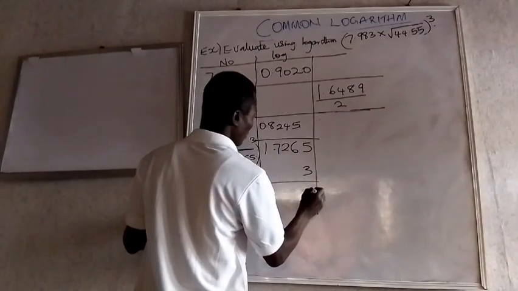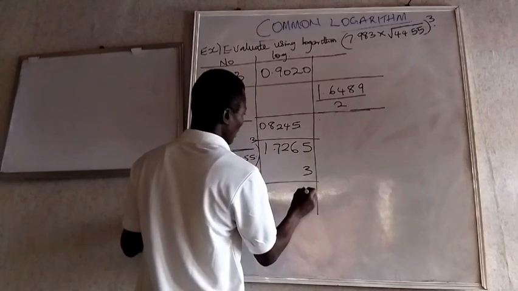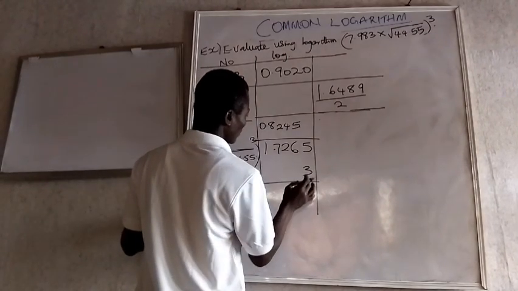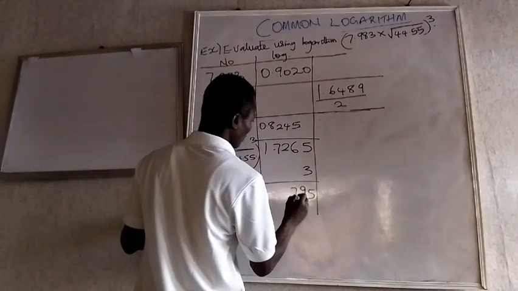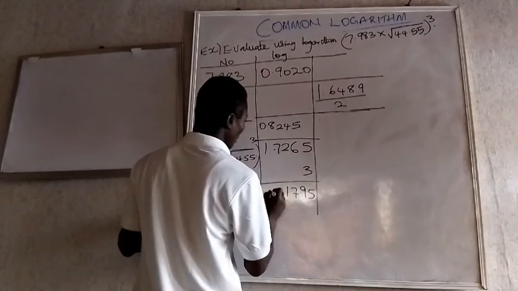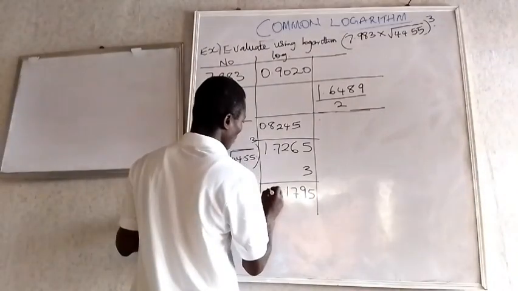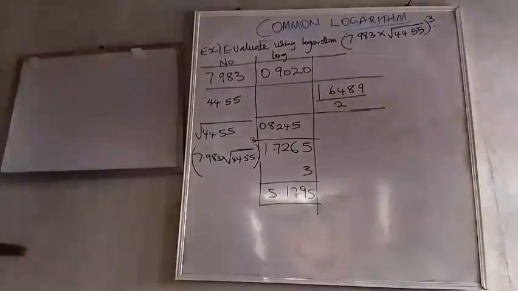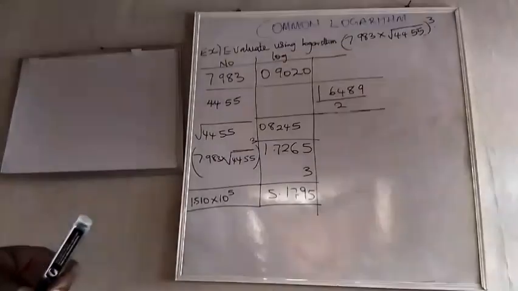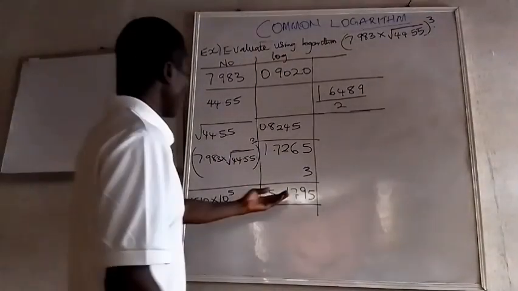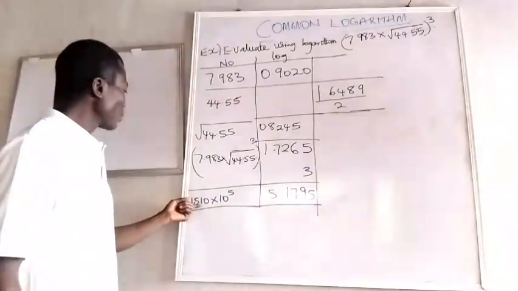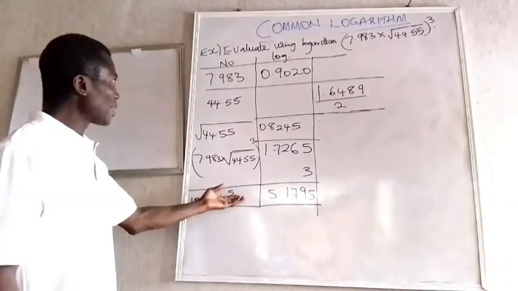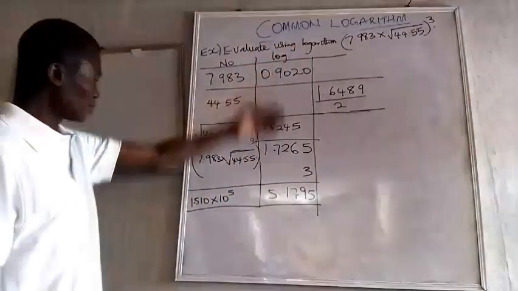And that's going to give me 5.9715. Now, the antilog of this is 1.510 times 10 raised to power 5. So this is the final answer of that expression.